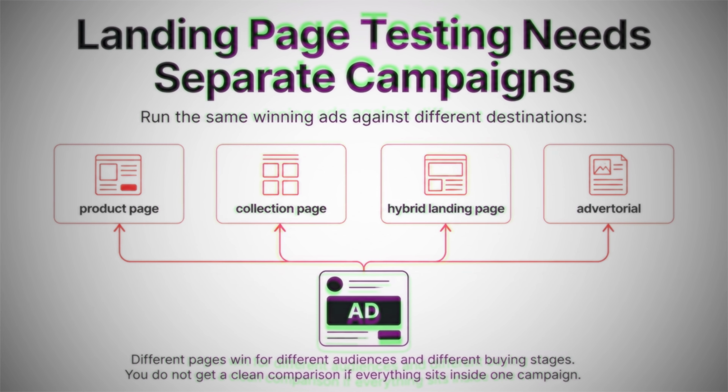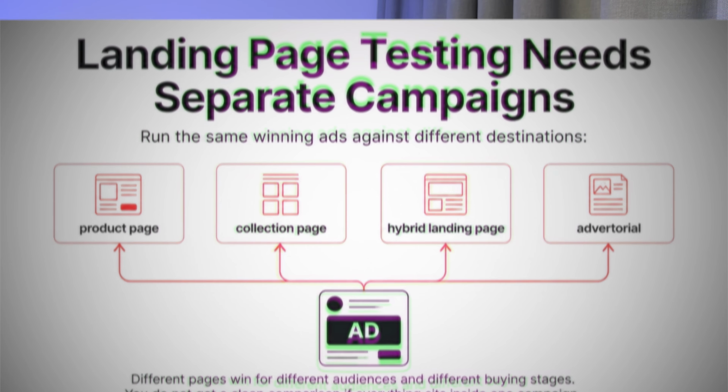Two of them are worth covering here. The first is landing page testing. Take your top performing ads, same creative, and run them against different landing pages in parallel campaigns. Product page in one, collection page in another, a hybrid landing page in a third, an advertorial in a fourth. Different landing pages win at different times, and they win for different audiences depending on where they are in their buying cycle. Inside a single campaign, you can't test this cleanly because the algorithm just routes everything through whatever URL you've got on the ad, and you never get a fair comparison.